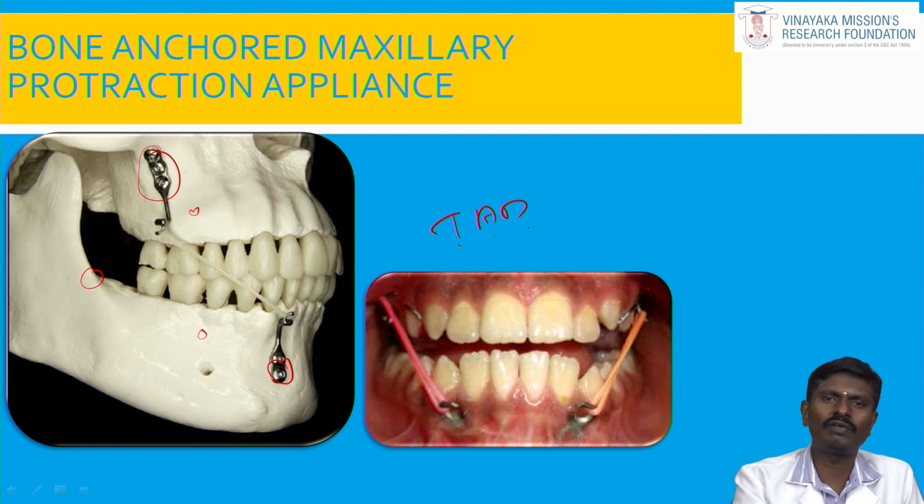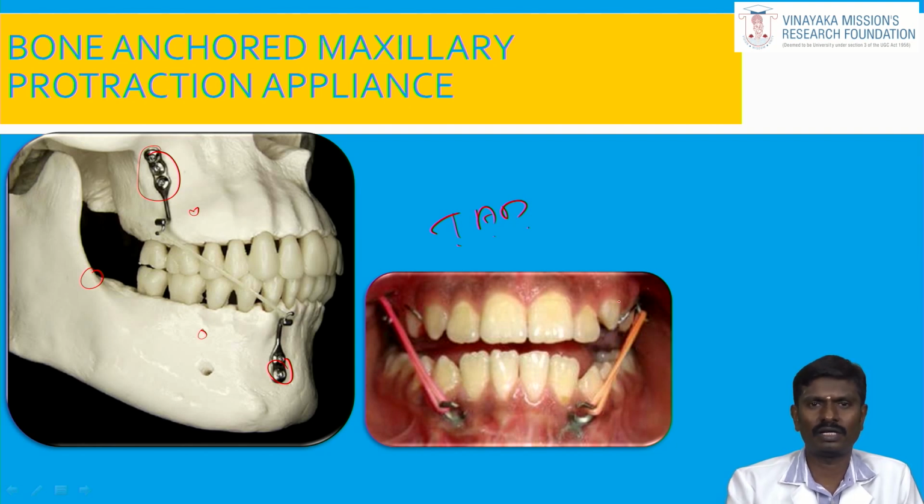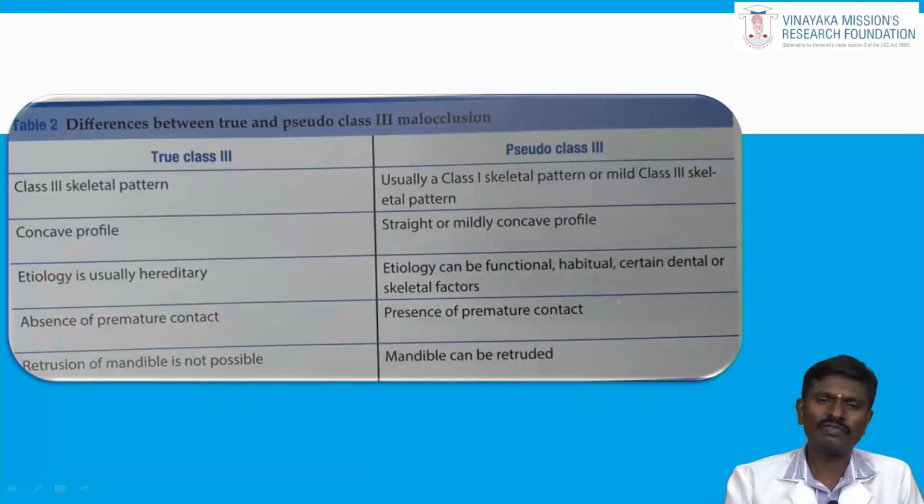If you see an extraoral device, it's very difficult for the patient to wear it full time. So the patient will wear it only during the evening or at home. With the help of the TAD, they can wear it full time. So the result will be faster and you will get a good result in bone anchored maxillary protraction appliances. So coming to the classification of true and pseudo class 3.